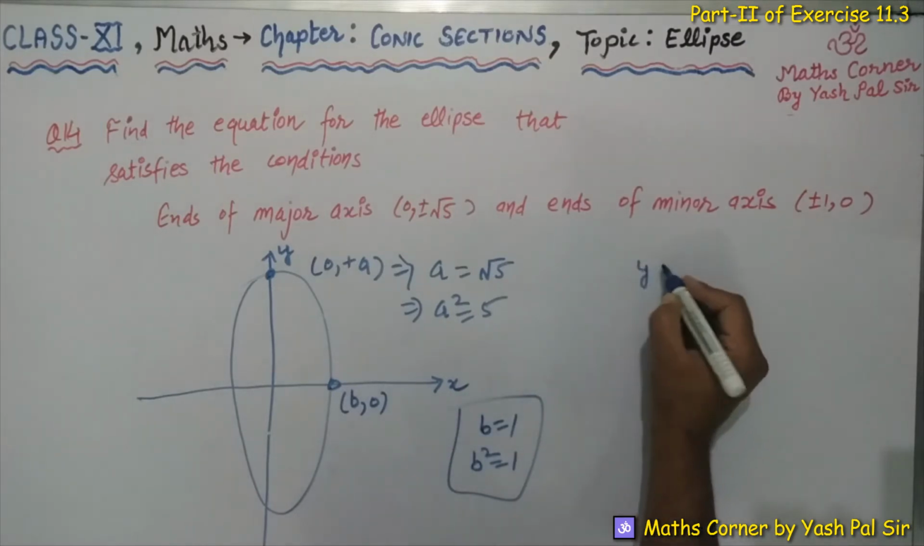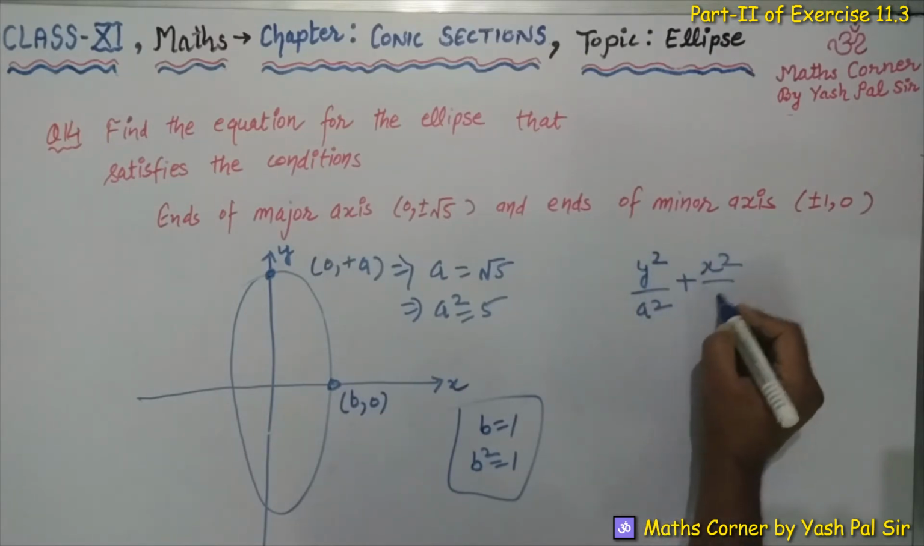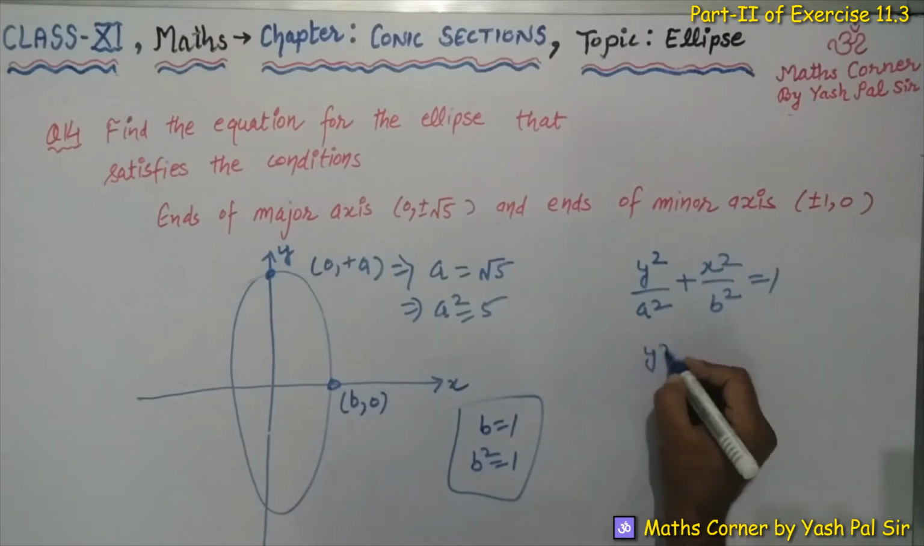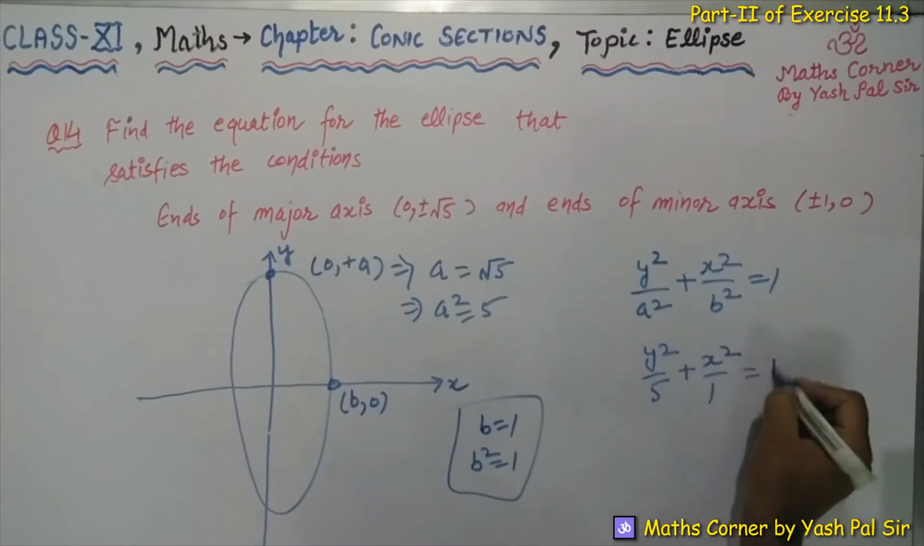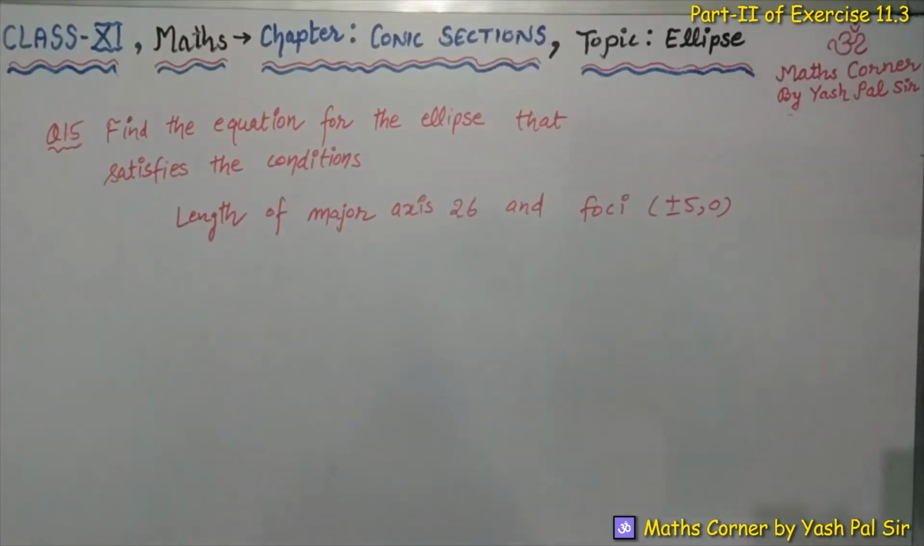So the equation of the ellipse will be y square upon a square plus x square upon b square is equal to 1. That is, y square upon 5 plus x square upon 1 is equal to 1 is the required equation of the ellipse. Now next question.